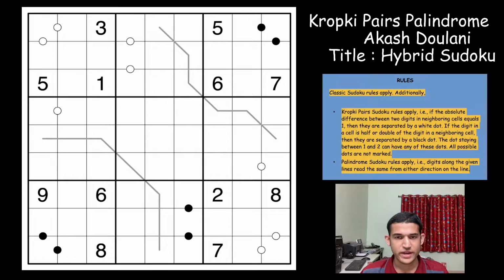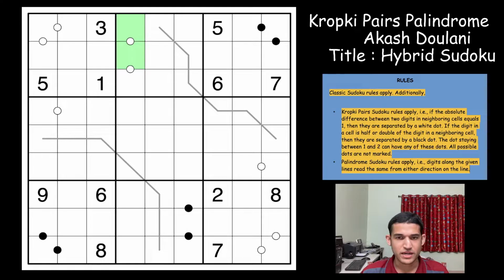So if you see a white dot between two cells, then the digits in these two cells differ by 1. And if you see a black dot between two cells, then the digits in these two cells are in the ratio of 1:2. It could be any order. For example, this could be a 1 and this could be a 2, or this could be a 2 and this could be a 1.